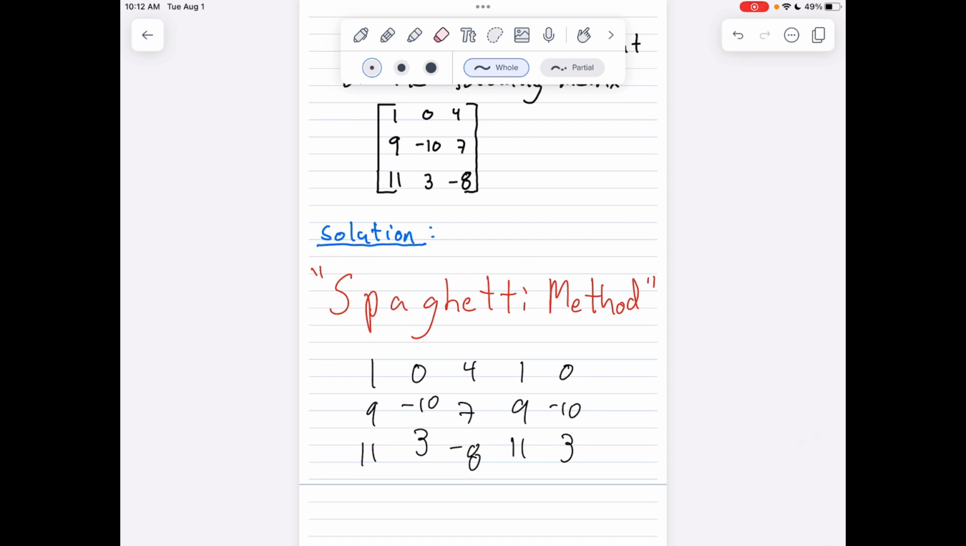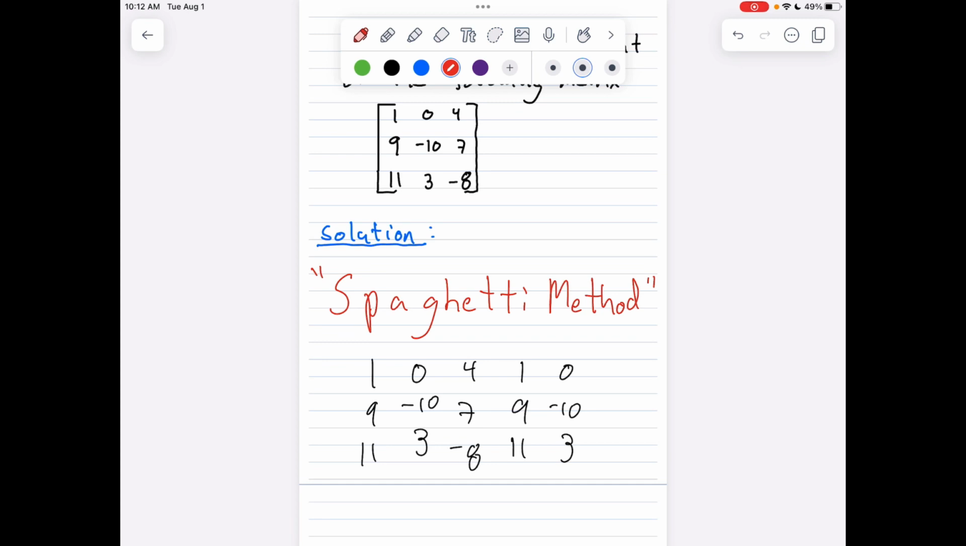So the first thing you're going to do is write all the numbers as they're written from the actual matrix. And right next to the last column, the 4, 7, -8, you're just going to write down the first two columns once again. That always works out for every one of these determinants using the spaghetti method. So here's what we're going to do next. We're going to go ahead and do some calculations.